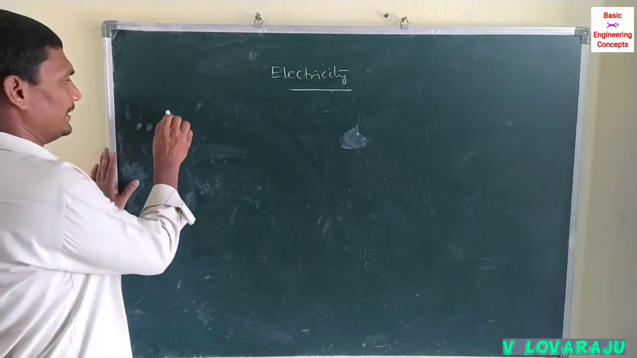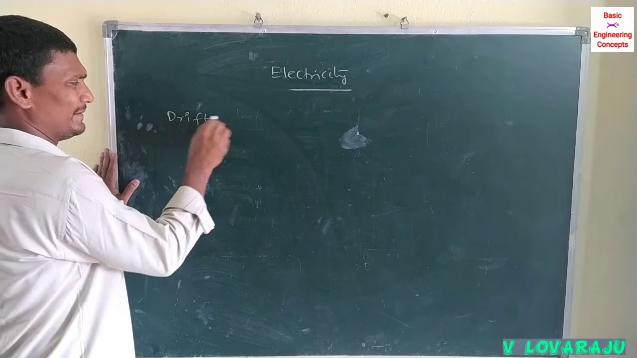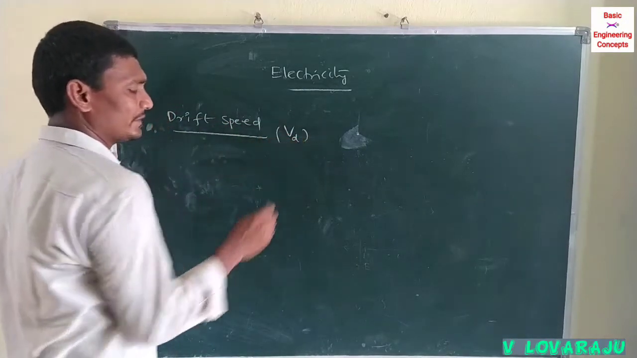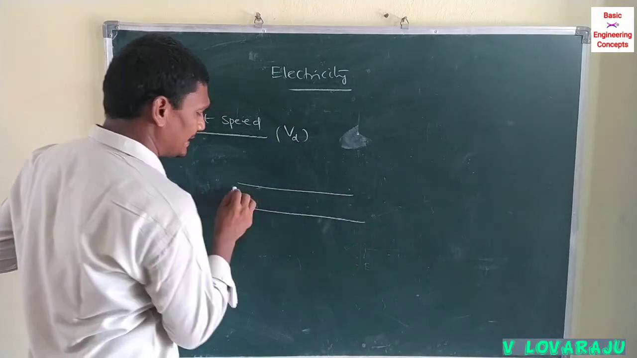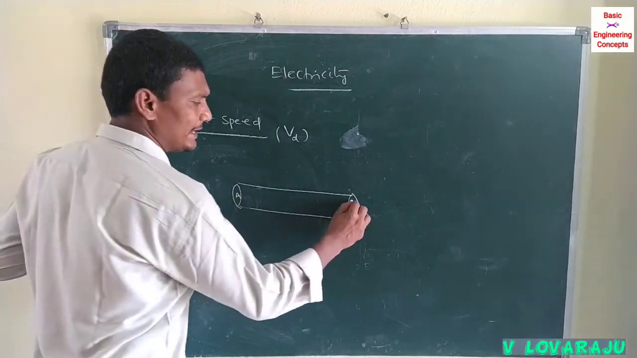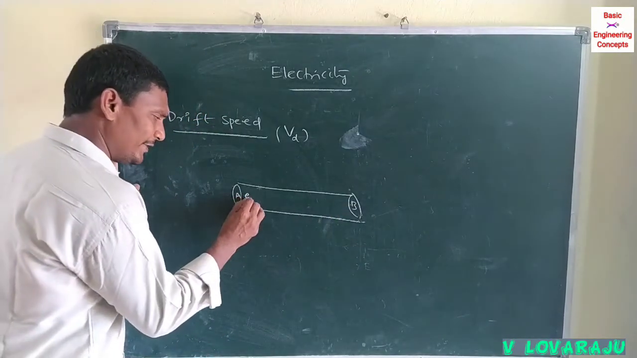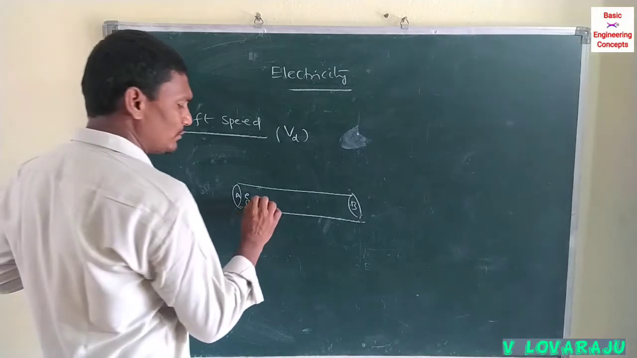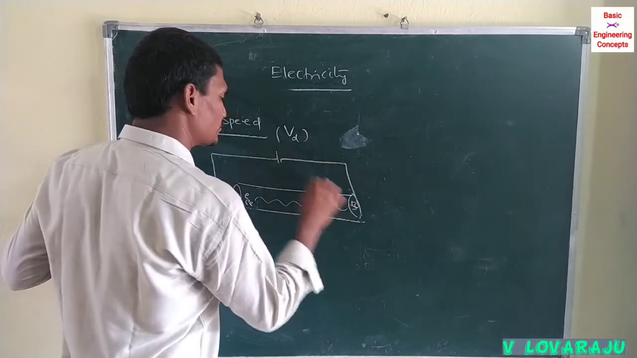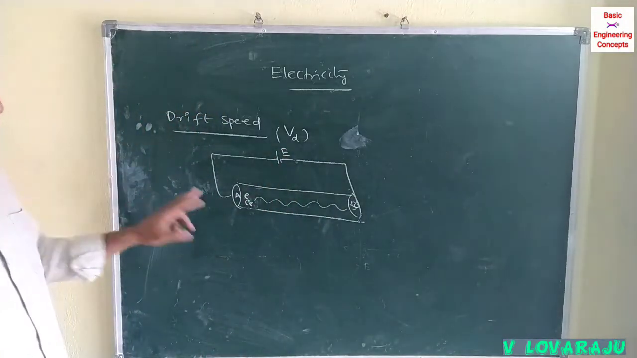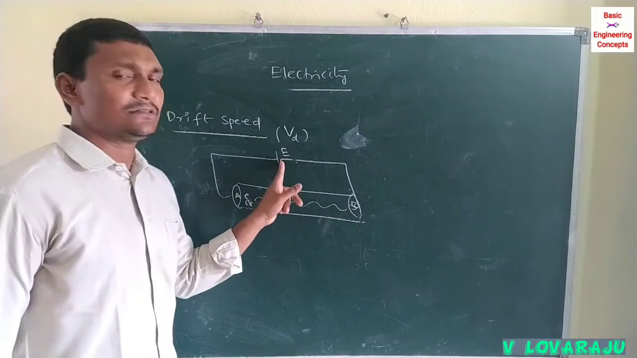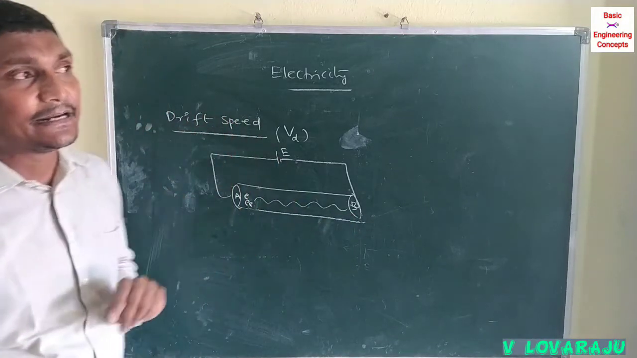Next one, drift speed, generally denoted by VD. If we take any conductor, it has a first end A and a second end B. The free electrons move from one end to the other end by application of an external battery, that is, an external source of EMF E. The motion of free electrons from one end of the conductor to the other in the presence of an external electric field is called drift speed.